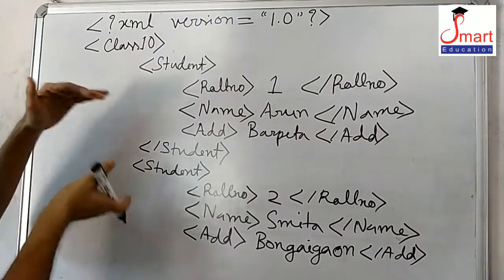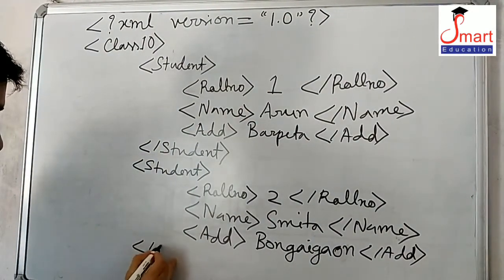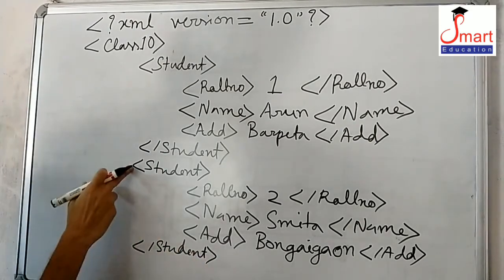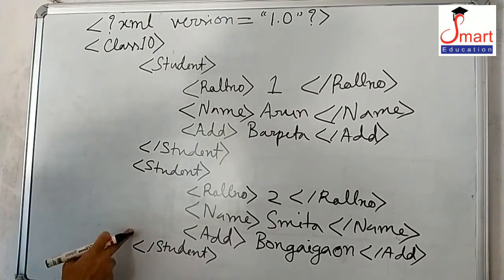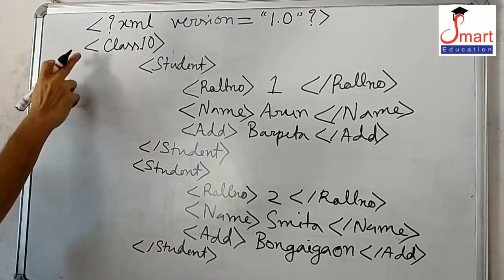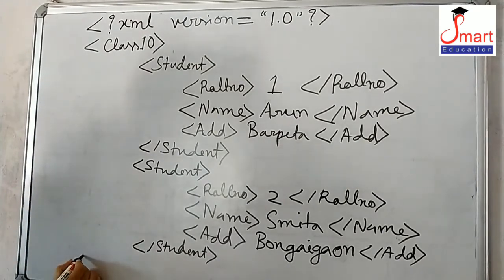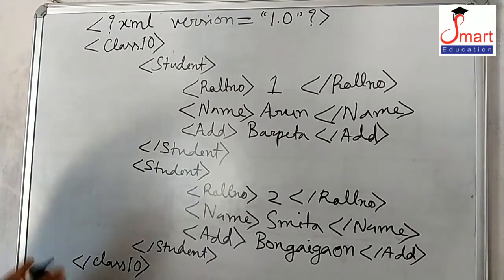Now see, number 2 is also finished, the second student. So let's close this student. Close in the same line because it is at the same level, opening and closing you give in the same line. So at last you see we have only one element, that is the root element. So the root element you close here in the same line. So this way we can make our program in XML.